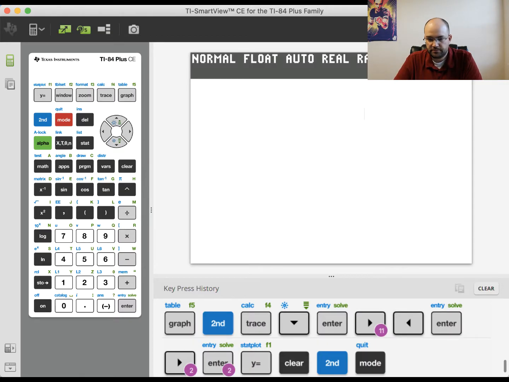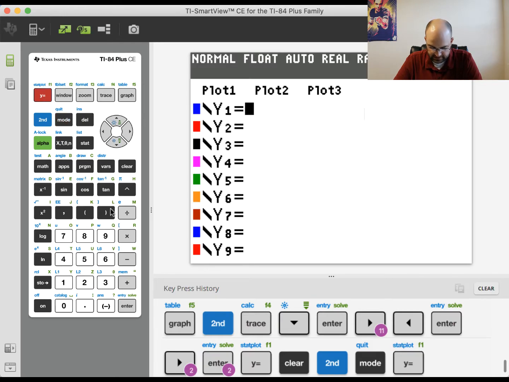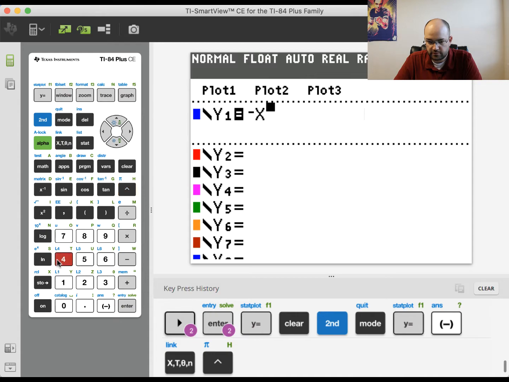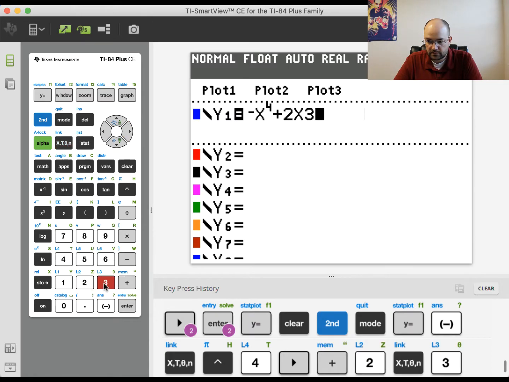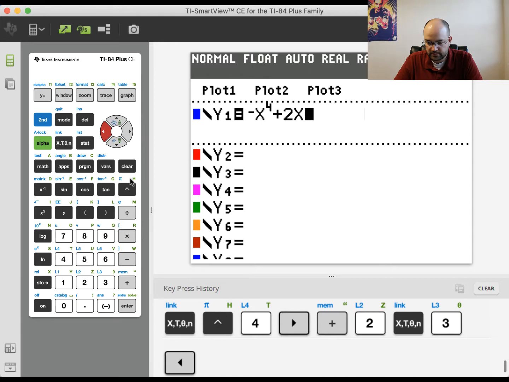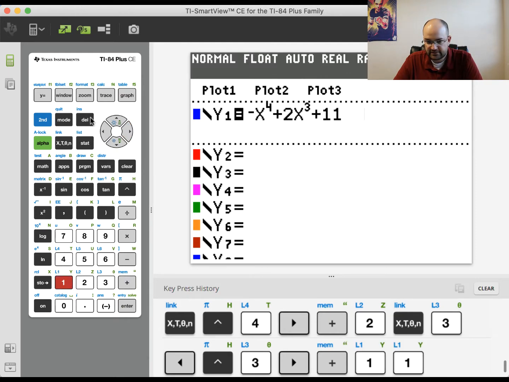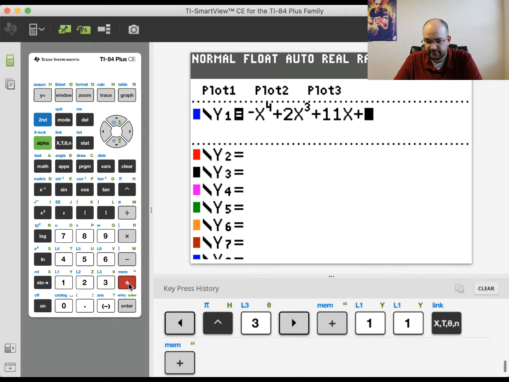Welcome to the calculator. Let's go to y equals and type in this function. We have negative x to the fourth, right arrow, plus 2x cubed, caret 3, there we go, right arrow, plus 11x plus 5.